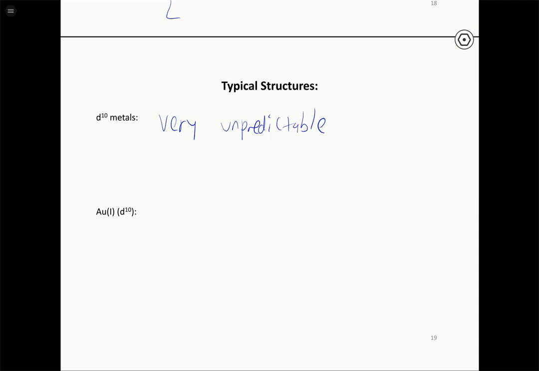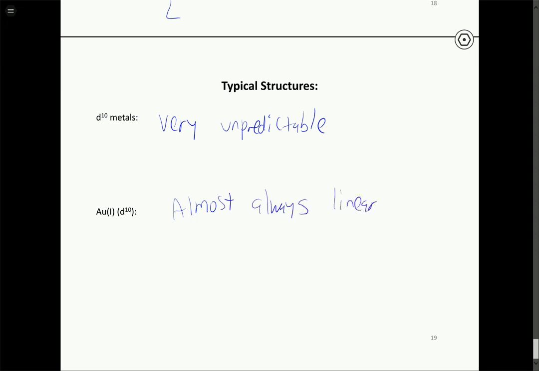But there is one example of a d10 transition metal that has usually a pretty predictable geometry, and that's gold 1. So gold +1 has 10 d electrons, and this is almost always linear. And I don't think we'll talk about relativistic effects in this course, but if you've heard that buzzword before, the linear geometry of gold is because of relativistic effects at the transition metal center. And for various reasons that leads to the preferred arrangement being linear. So if you have, for example, this ion, gold with 2 chlorides, with a -1 charge, gold 1, this is going to be a pretty classical linear gold compound.